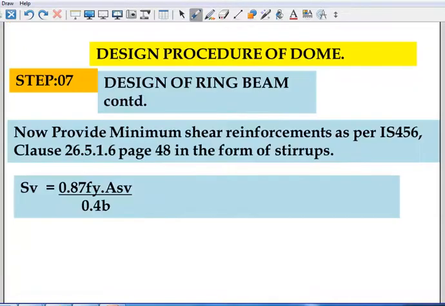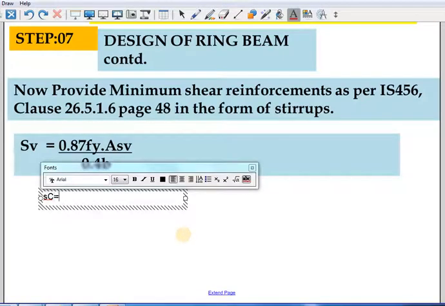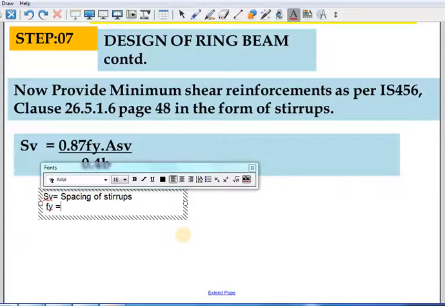Another step is that finally you will have to provide the shear reinforcement. As per IS 456 clause 26.5.1.6, you should give the minimum spacing SV equal to 0.87 FY into ASV divided by 0.4 B. Here SV is the spacing of the stirrups. FY you know, 415 or whatever it is. ASV is the area of the vertical stirrups. Suppose you are using two-legged stirrups of diameter d, then it is 2 into pi d square by 4, where d is the diameter of the bar you are using for stirrups. And B is the width of the beam.